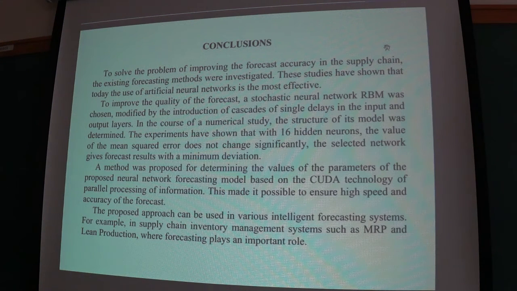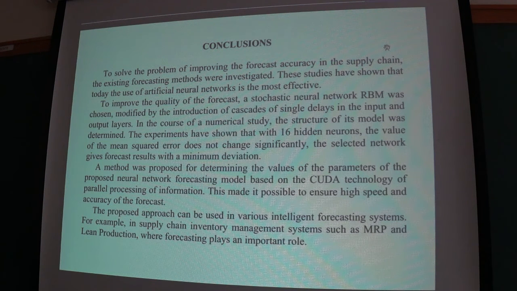Conclusions. To solve the problem of improving the forecast accuracy in the supply chain, the existing forecasting methods were investigated. The studies have shown that today the use of artificial neural networks is the most effective. To improve the quality of the forecast, a stochastic neural network RBM was chosen, modified by the introduction of cascades of unit delays in the input and output layers. In the course of a numerical study, the structure of its model was determined.